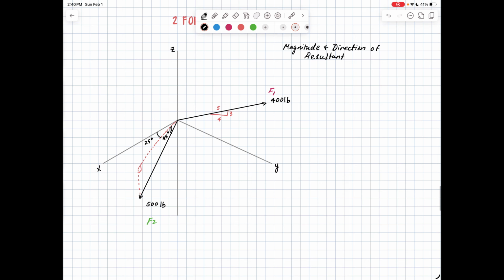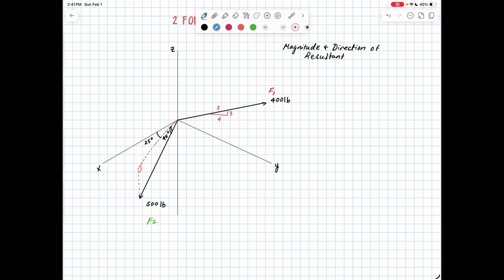Okay, so to start off, let's look at force 1. When you look at force 1, we see that it's really two-dimensional because it lies on one plane. It lies on the YZ plane and not the X plane. How do I know that? That's because the 4 is parallel to the y-axis and the 3 line is parallel to the z-axis.